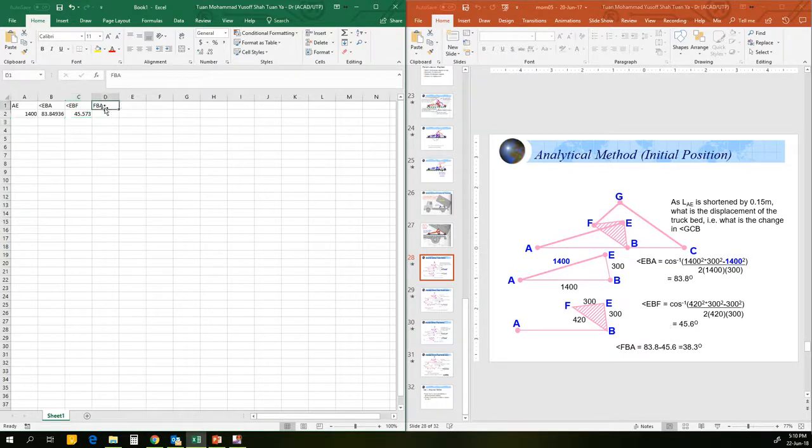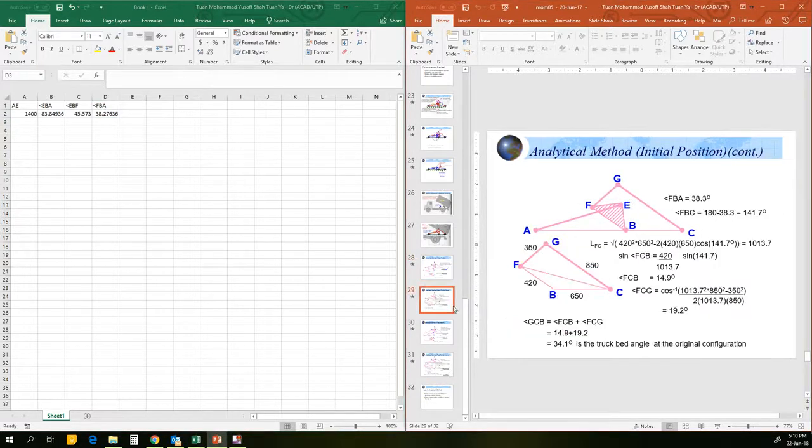Now angle FBA is basically equal to EBA minus EBF. So we got 38.27, or basically 38.3. Moving on to the next slide, we need to find FBC.